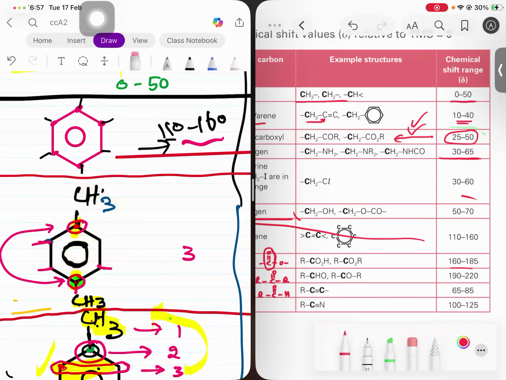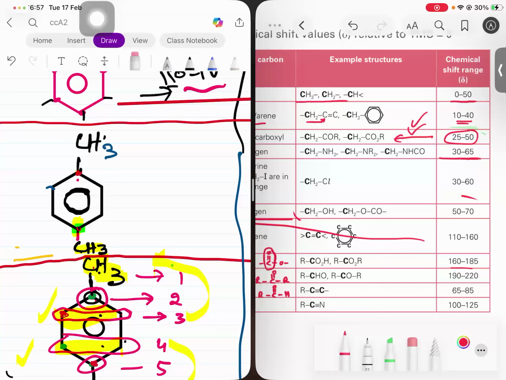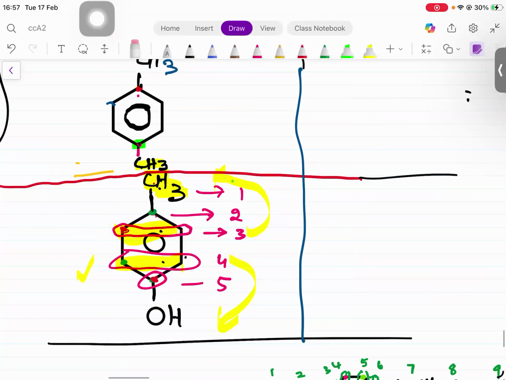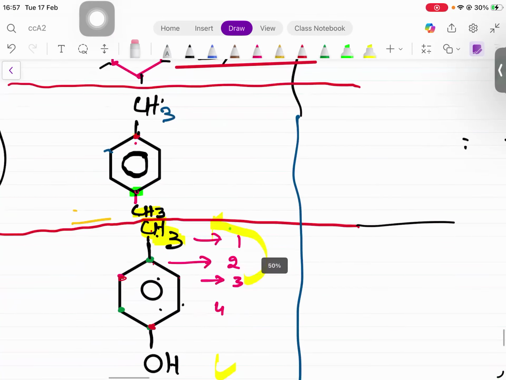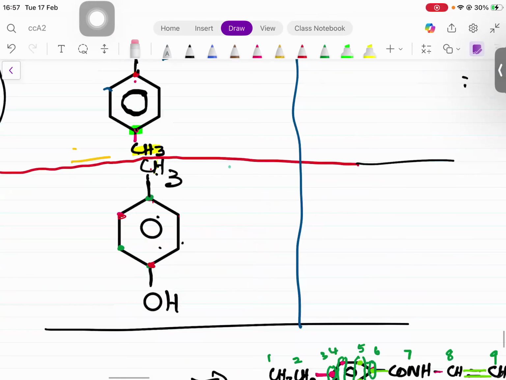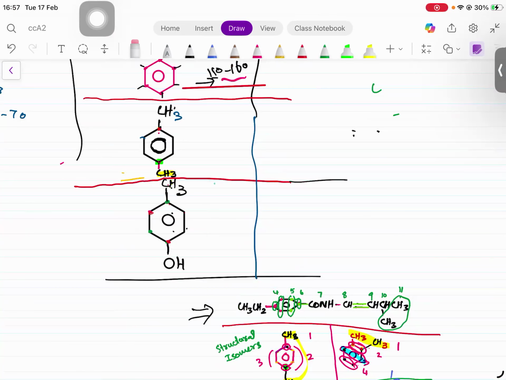Okay, Ayla, are you there? Yes, sir. Can you tell me how many peaks for this compound? Let's leave the range for now. Just tell me the peaks. I'll set the range aside. You just tell me the peaks. For the CH3 or CH3? Two? No, not even two. Two peaks? One. One peak? Because they're in the same environment.